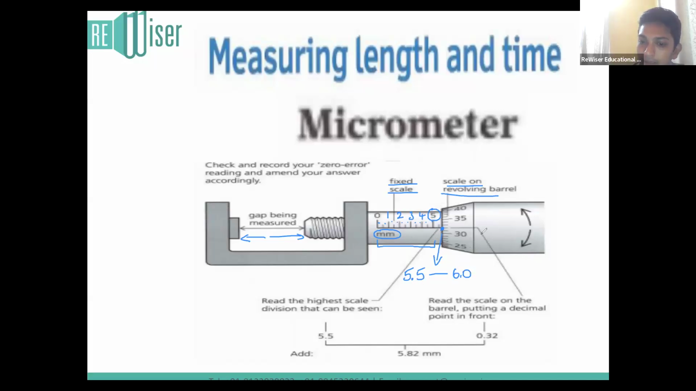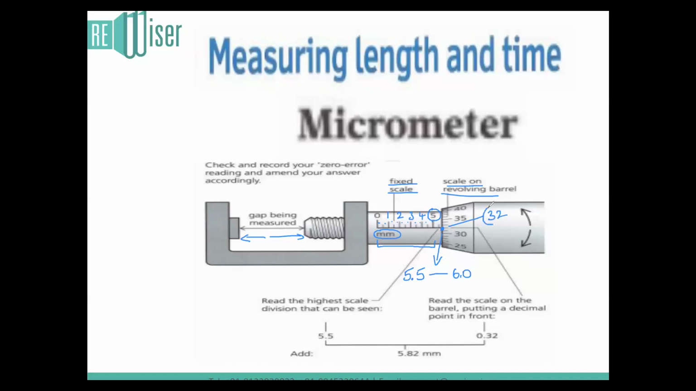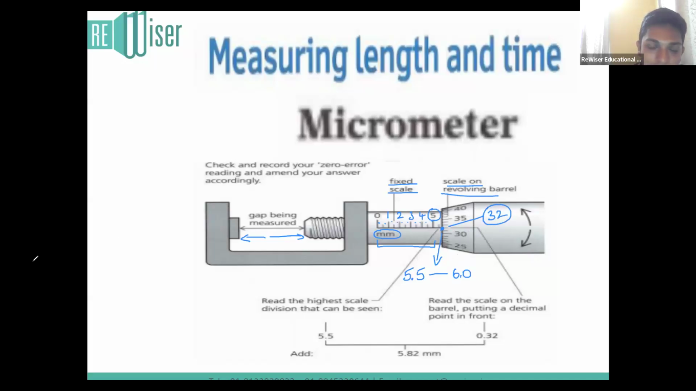Look at this. The coinciding scale on the revolving barrel is 32 exactly. Do you notice? It's 32. Let me zoom it in. It's clear, it's 32. No problem. So it is 32 divisions from 0 to 50. It's 32 divisions between 5.5 and 6.